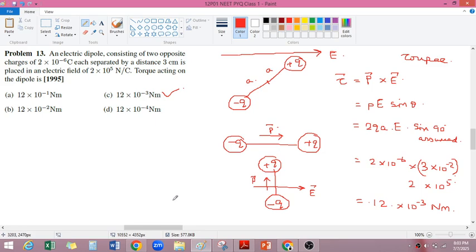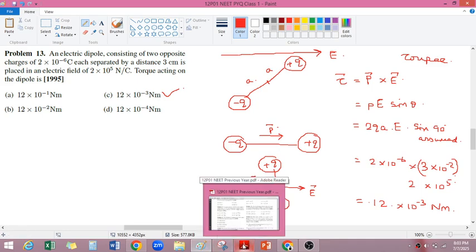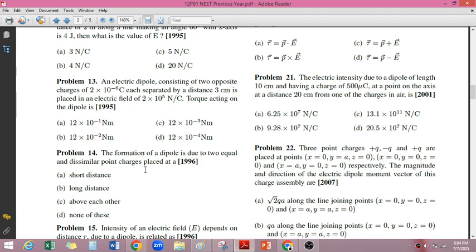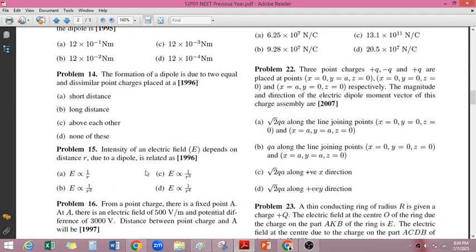Any doubts? Very straightforward, I think. The formation of a dipole is due to two equal and dissimilar point charges placed at a short distance. Yeah, short distance sounds correct to me. A will be the correct answer.